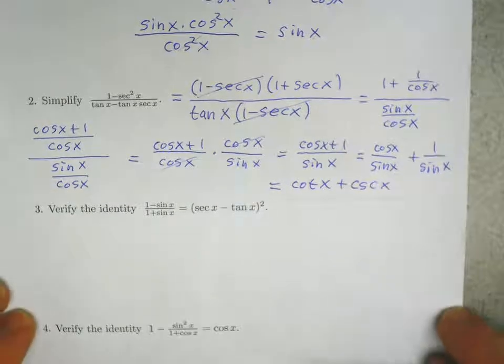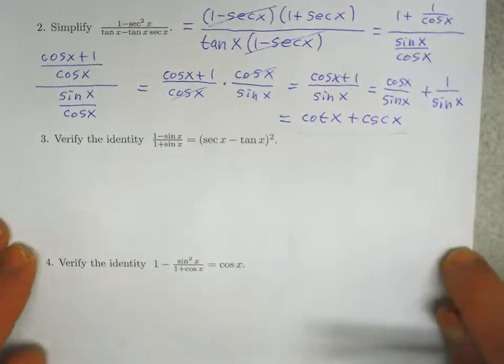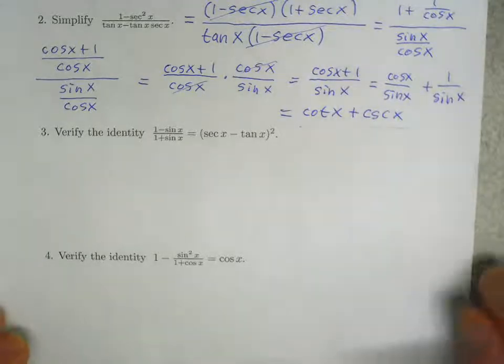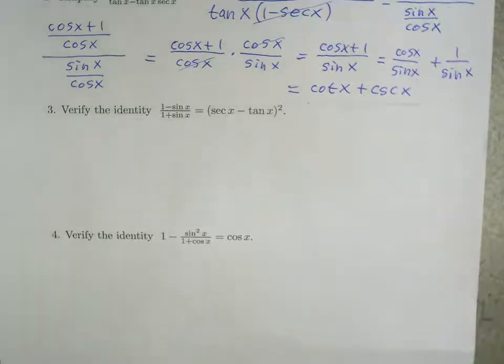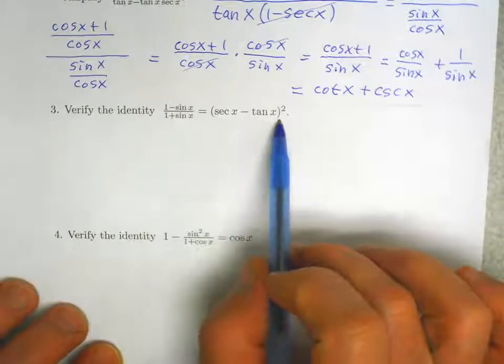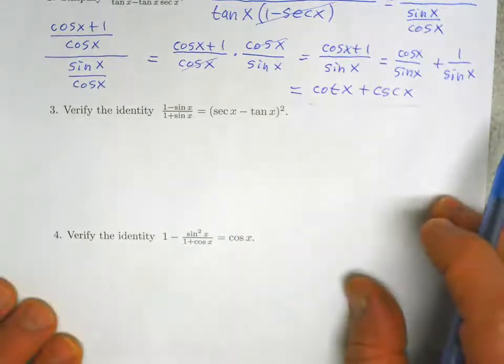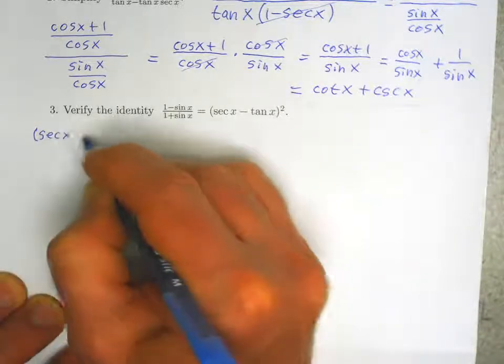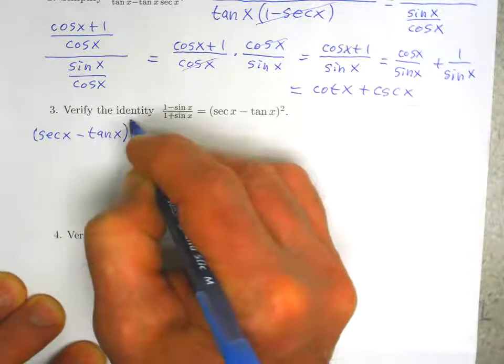Okay, the next one, verify the identity. 1 minus sine of x over 1 plus sine of x equals the quantity secant of x minus tangent of x squared. So I think what I will do, I'm going to start with the right-hand side and see if I can get the left-hand side. So I'll start with secant of x minus tangent of x squared.